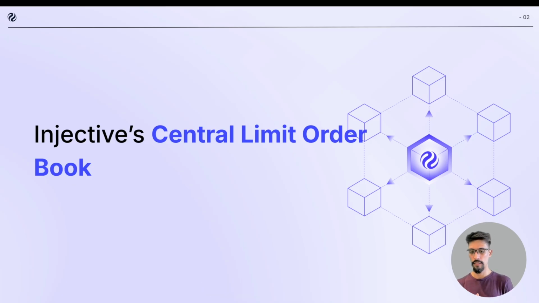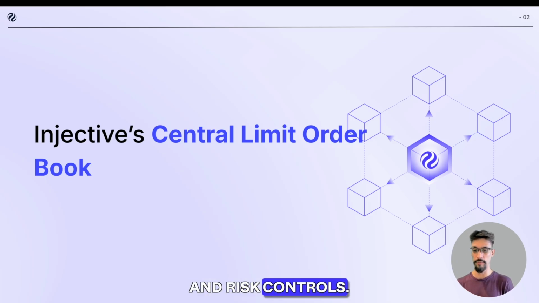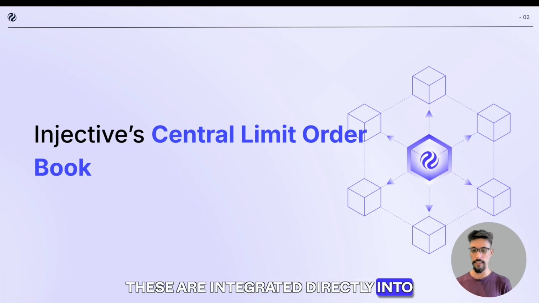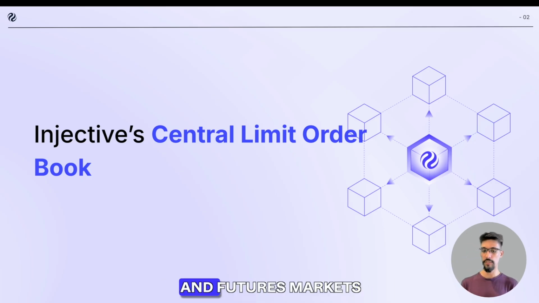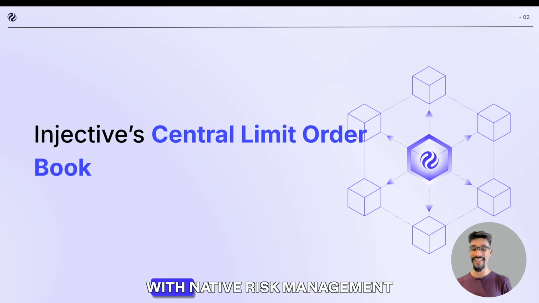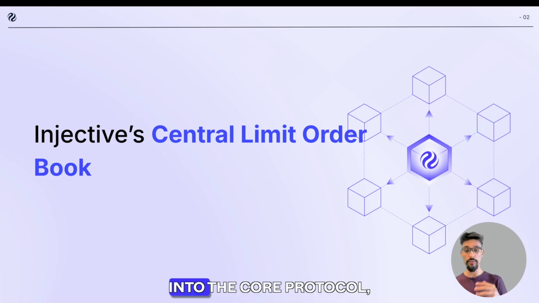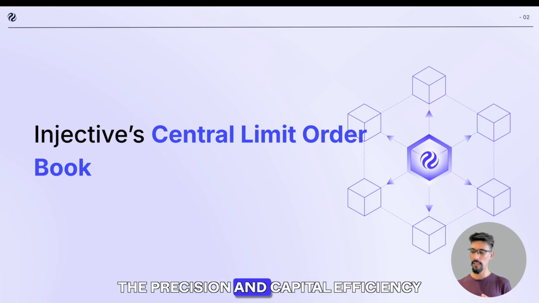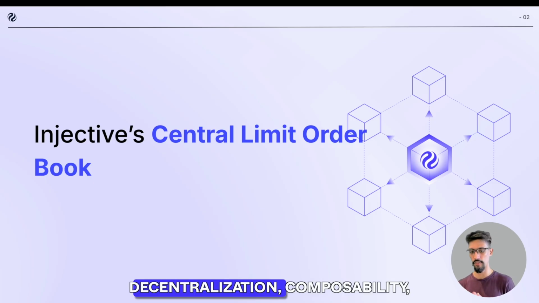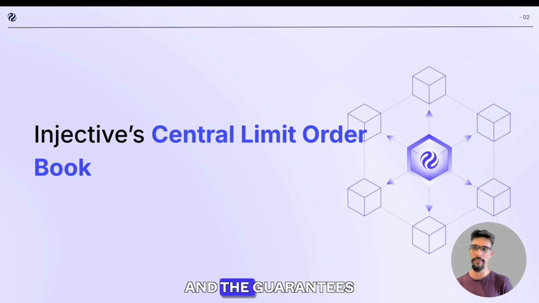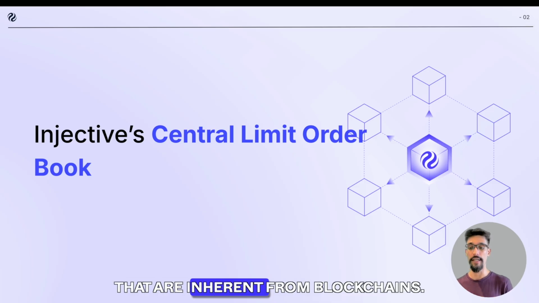For derivatives, you have margin checks, funding payments, liquidations, and risk controls, etc. Right? These are integrated directly into the exchange module as well. So this allows Injective to support perpetuals and futures markets with native risk management while being fully on-chain. By moving the order book and matching engine into the core protocol, Injective achieves the precision and capital efficiency of traditional exchanges while preserving decentralization, composability, and the guarantees of immutability and cryptographic certainty that are inherent from blockchains.